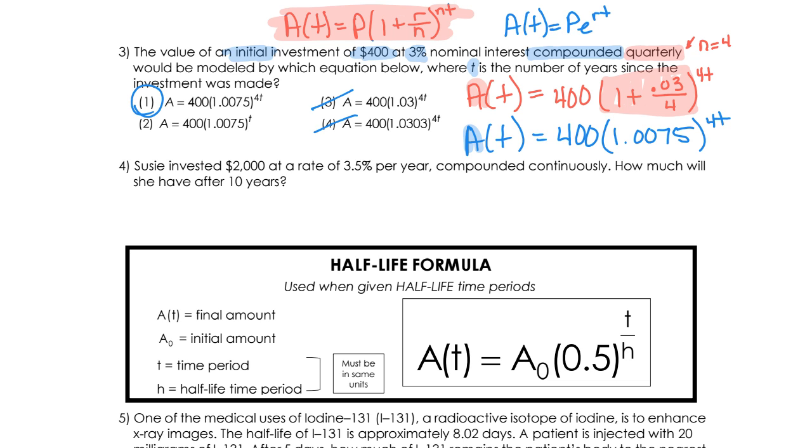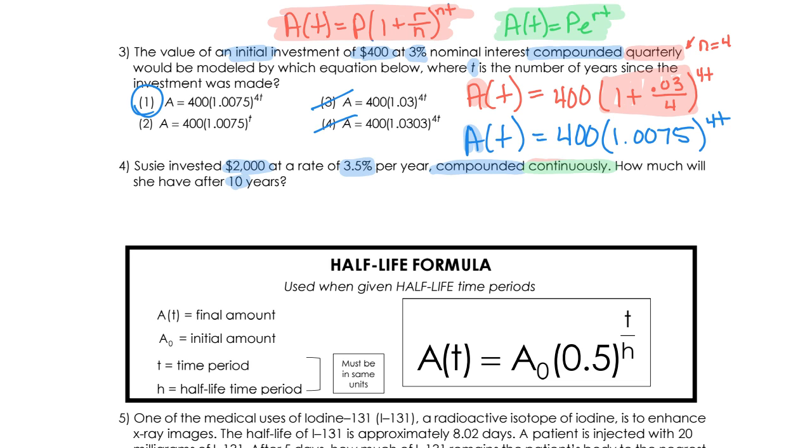Okay? All right, guys, number 4, it says Susie invested $2,000 at a rate of 3.5% per year, compounded continuously. And so now, guys, we know that when it says continuously, we have to use the Pert formula, okay? How much will she have after 10 years?